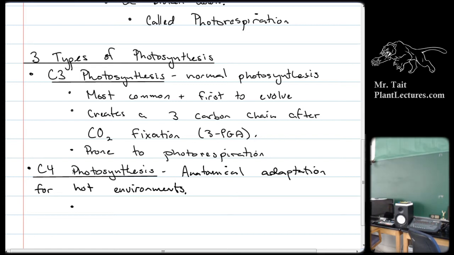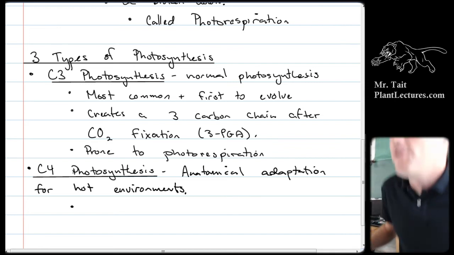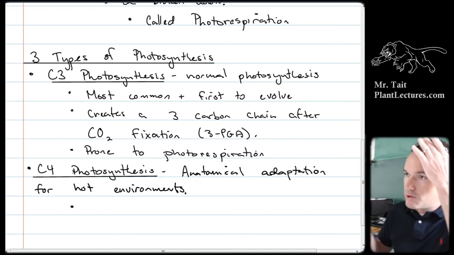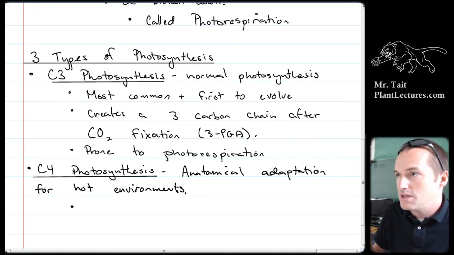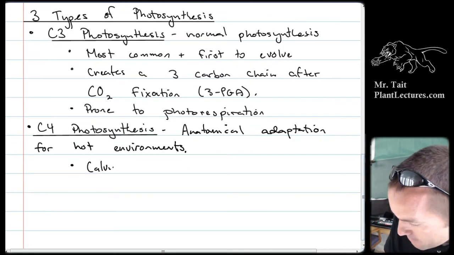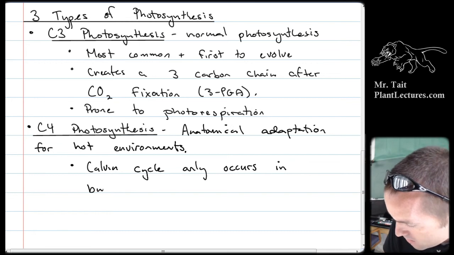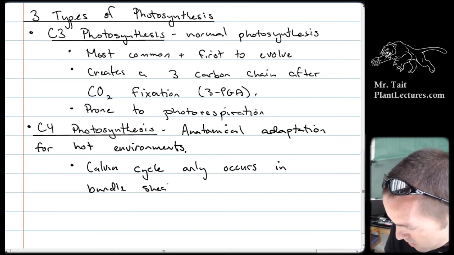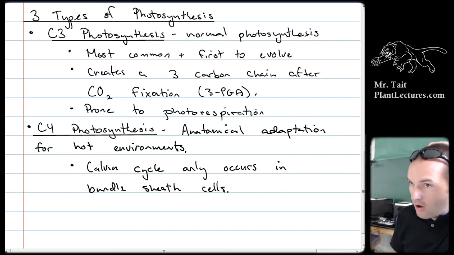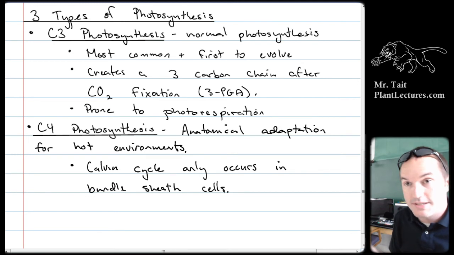Okay. So, what is this adaptation then? Well, all it's going to do is change where it does photosynthesis. The photosynthesis is going to occur only in those bundle sheath cells, right? So, Calvin cycle only occurs in bundle sheath cells. Okay?